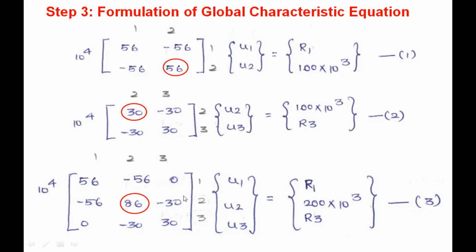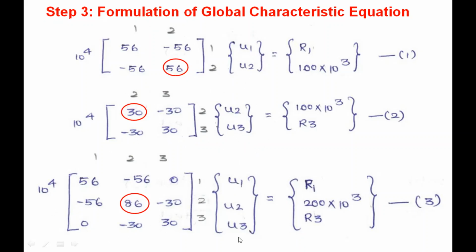Now if you see this one, second row, third column, we have to see the second equation, 2 3, minus 30. So we are writing minus 30. Similarly for the third row, first 3 1, there is no 3 1 element, so we have to put 0. Then third row, second column, we have minus 30, minus 30 we are writing. Then third row, third column, we have 30. So this numbering, initially when we practice the problem, will be helpful for assembling this stiffness matrix.